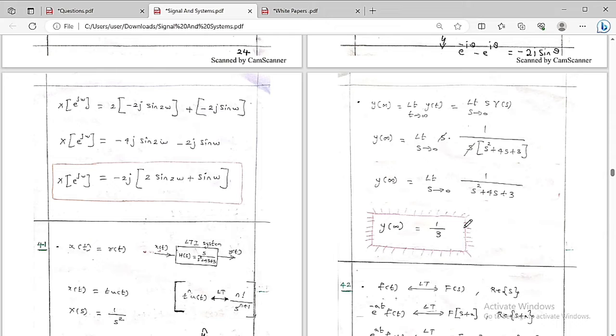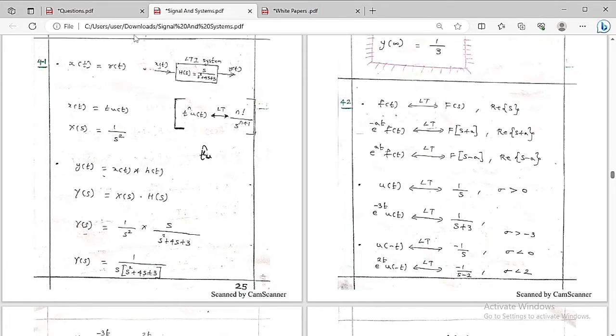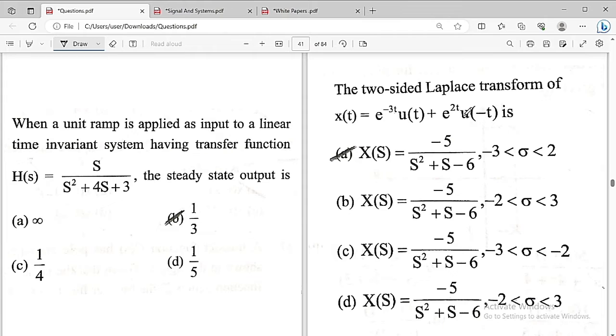So basically we have used only the final value theorem and the basic formula. With the help of this we solved this question and got the value 1/3. So this is the correct solution of this question. Now we are going to solve another question.